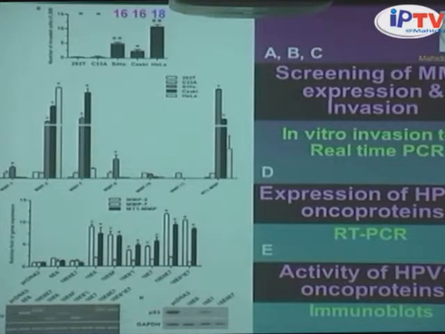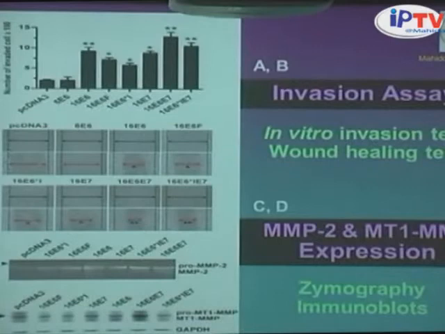Detection of the HPV expression by RT-PCR and also activity of the HPV oncoproteins in p53 degradation were also tested to confirm that the virus protein is really expressed in the cells of our study. Next, we would like to see if the invasion ability is related to the increase of MMP2 and MT1 enzyme or not, because these are the enzymes mostly responsible for cell invasion.